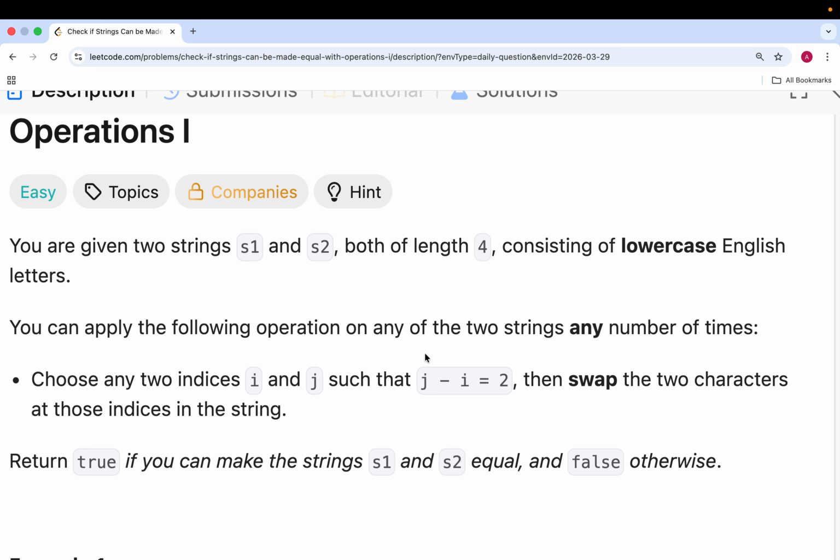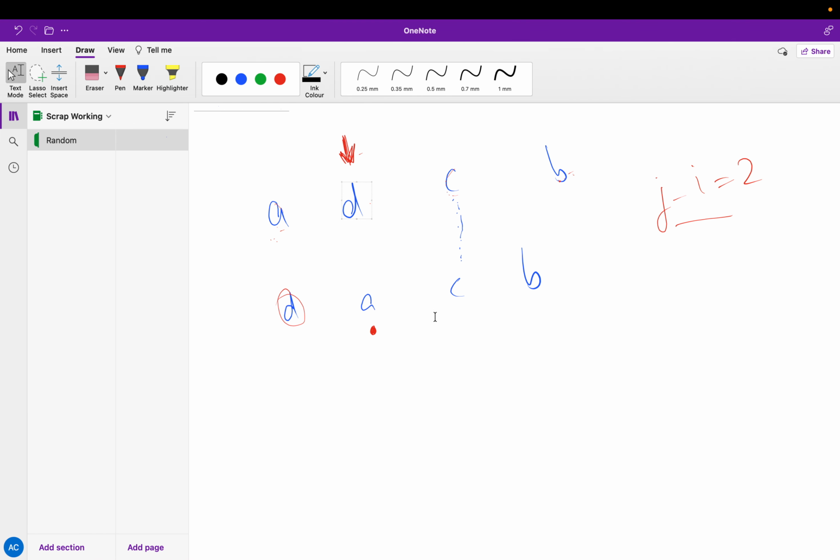Choose any two indices, i and j, such that j minus i is equal to 2. Exactly equal to 2. Sorry, I keep thinking that it's at most 2, but it's exactly equal to 2. Okay, so you basically are looking for where is this position.